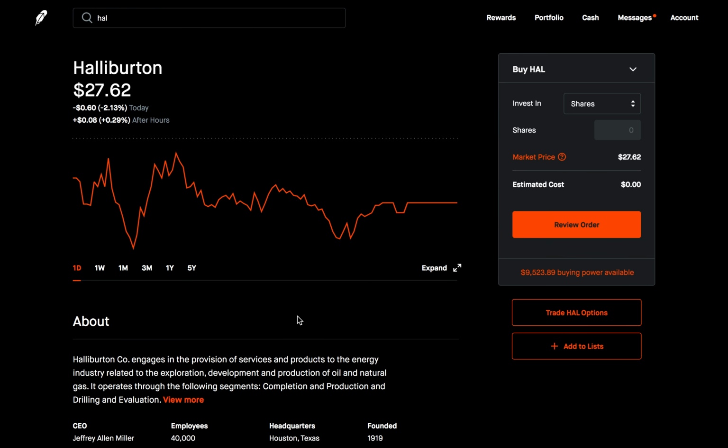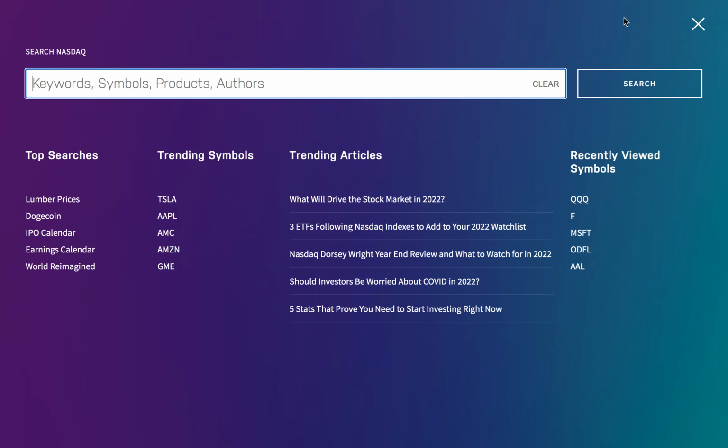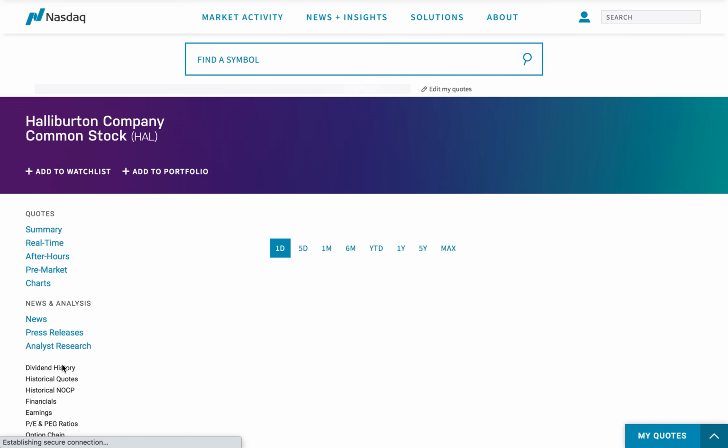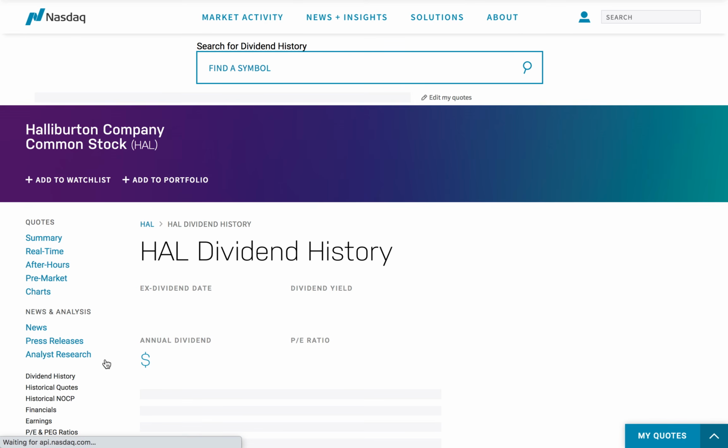So what we can do is go to NASDAQ.com, for example. We can search up the stock we're using, so HAL. And then we'll go over here to HAL right here. And then on the left, we can go to Dividend History. And this will tell us everything we need to know about the dividend for this particular stock.